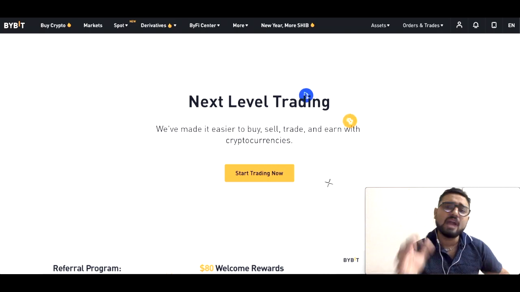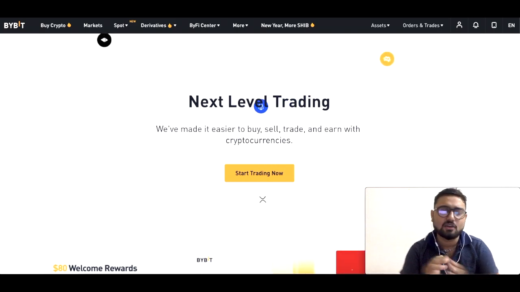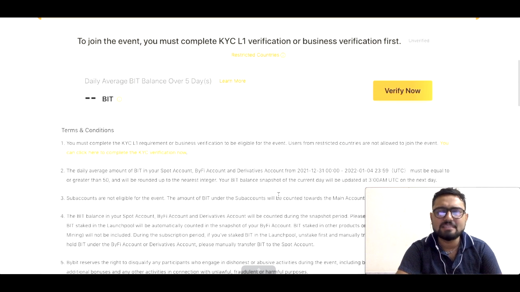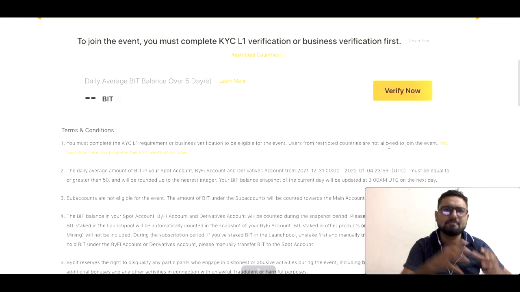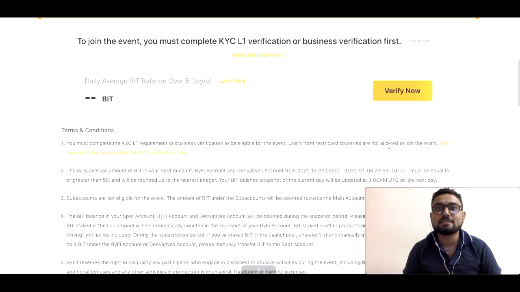How you can do that and what are the criteria for that? Let's take a quick look. To participate in the IEO, you must have completed the KYC L1 requirements or the business verification to be eligible for the event. Users from restricted countries are not allowed to join in this event. This is pretty much the same as in different other IDOs as well. But one exception is that in Bybit, you cannot participate even if you are from Singapore. So please take note of that as well.